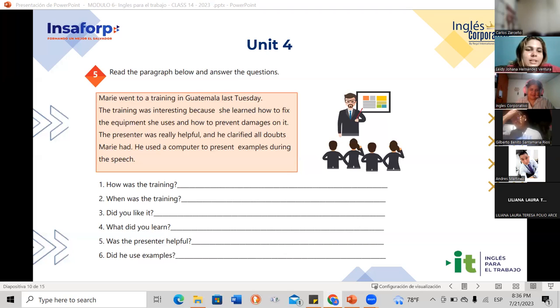Mary went to training in Guatemala last Tuesday. The training was interesting because she learned how to fix the equipment she used and how to prevent damage on it. The presenter was really helpful and he clarified all doubts Mary had. He used a computer to present examples during the speech.